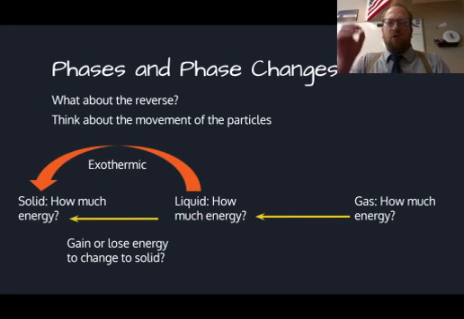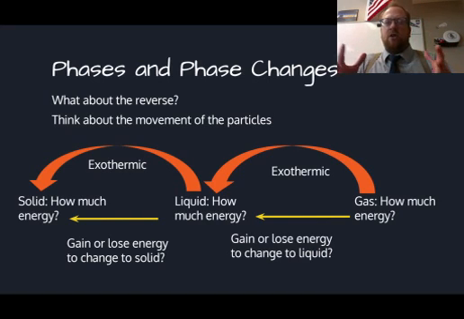Okay? And as we go from gas to liquid, again, it's releasing energy to go from gaseous water, water vapor, to liquid water. It's got to release that energy. Well, where does it release that energy to? Well, to the surroundings. And if you happen to be near it, you're going to feel that heat radiating from it. And it's going to feel warm.